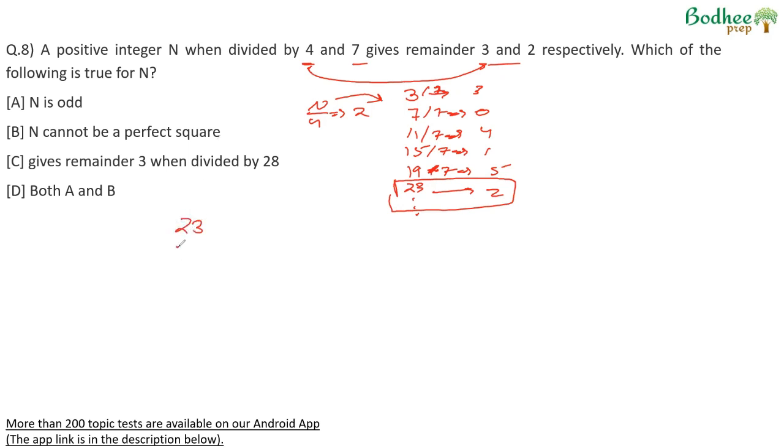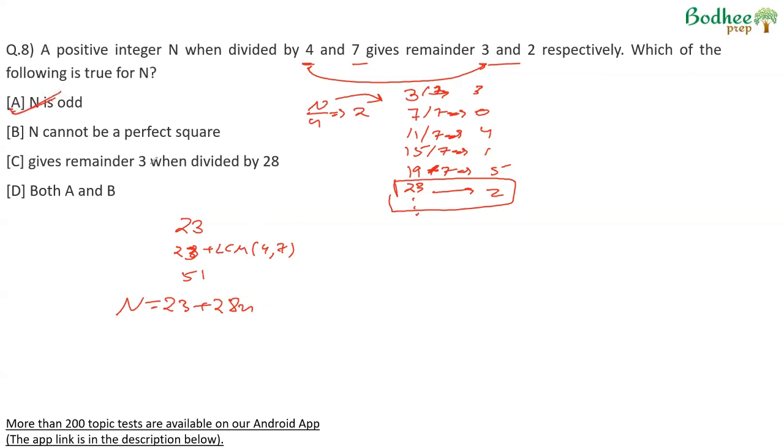The next such number will be 23 plus the LCM of 4 and 7, which is 28. So 23 plus 28 is 51, and so on. The general form of the number will be 23 plus 28n, where n could be a whole number. Which of the following is true for n? Is the number odd? Yes, because 23 is odd, 28n is even. Odd plus even will always be odd. So this is definitely odd.